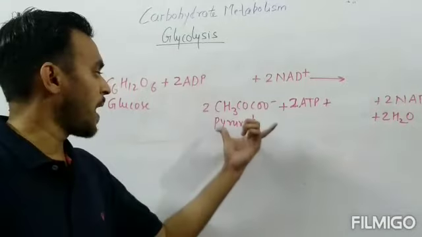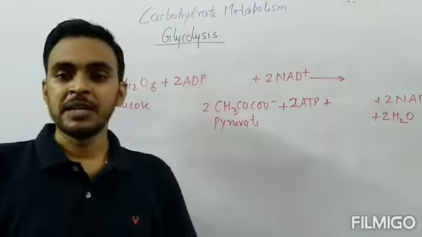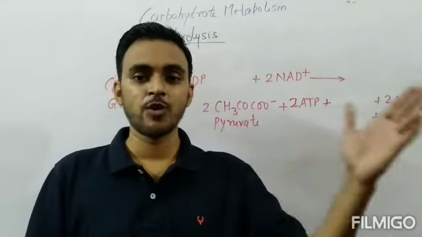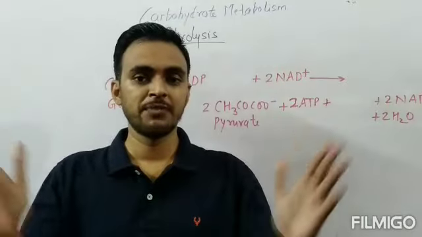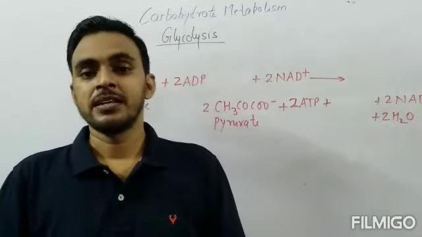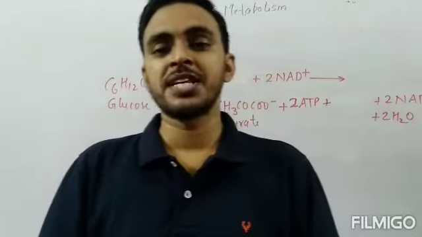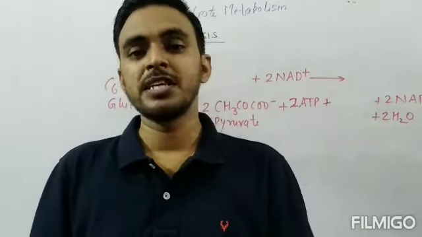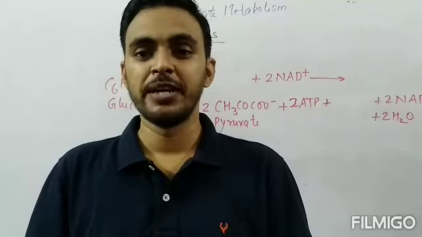After this, the pyruvate molecule decides what will happen and what will be its fate in the aerobic and anaerobic pathway. But till here, in both aerobic and anaerobic respiration, 1 glucose molecule gives 2 ATP molecules and 2 molecules of pyruvate. Thank you.